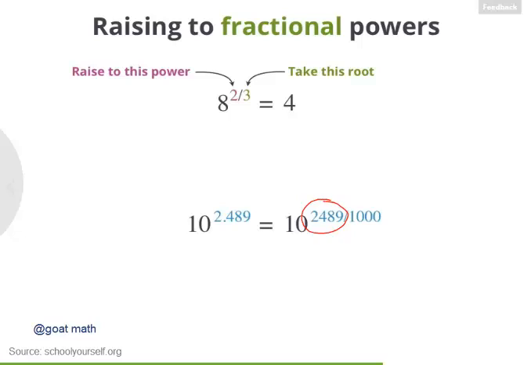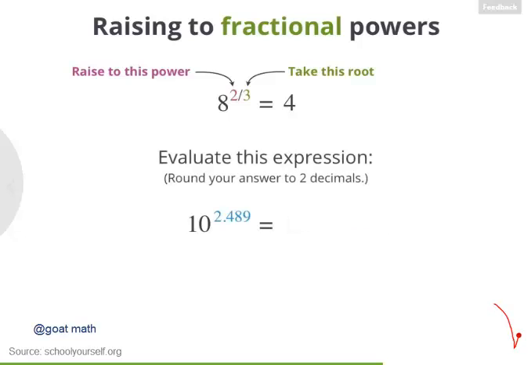Raising to the 2,489th power and taking the 1,000th root seems pretty tough. So instead, try using the calculator to evaluate this expression and round your answer to 2 decimal places. So using a calculator, you can see that 10 to the 2.489 is approximately 308.32.